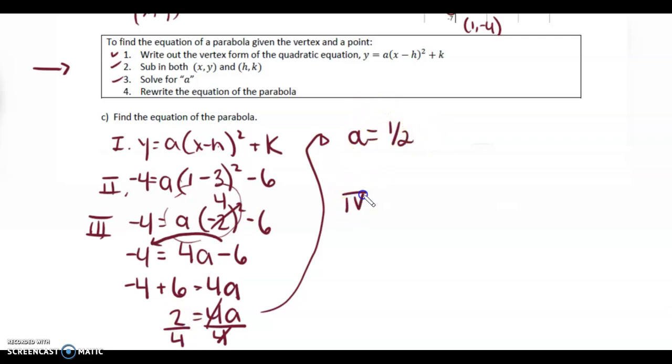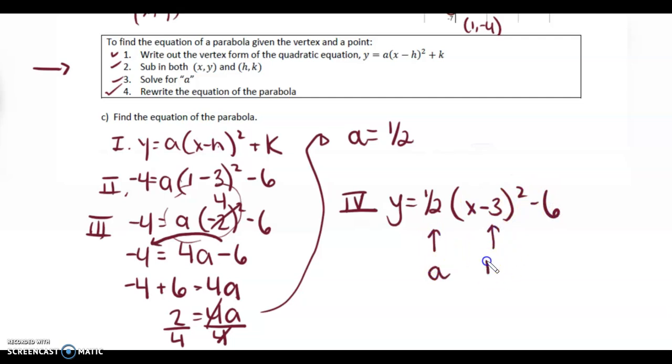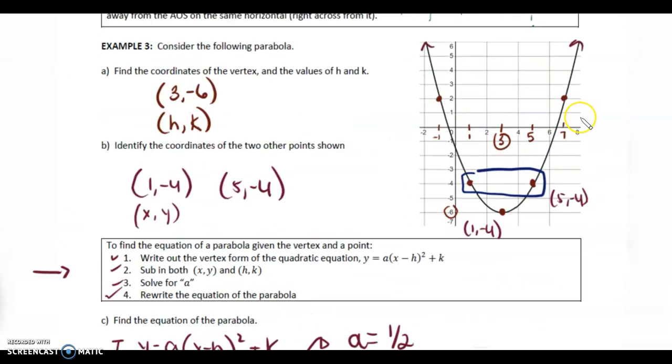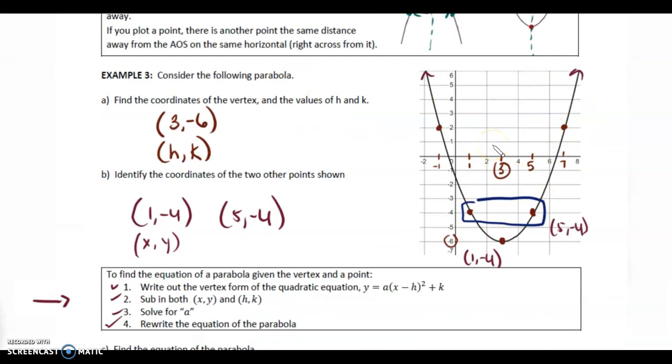Now, step 4, we want to rewrite the equation of the parabola. So y equals 1/2 (x minus 3) squared minus 6. We want to sub in our a value, we want to sub in our h, and we want to sub in our k. Okay, and we can cross-reference this with the graph. We see that our vertex is at (3, -6), and we see that our a value is positive, so we open up, and we can cross-reference that, and that's exactly how the graph looks.